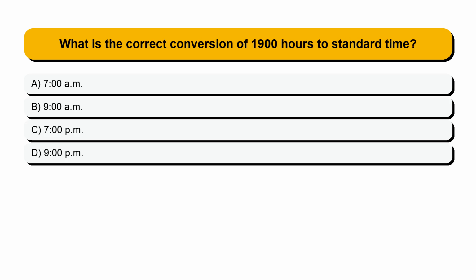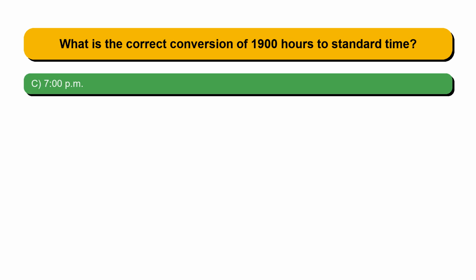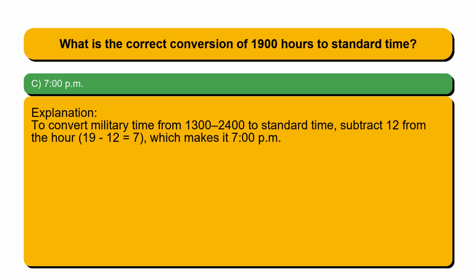Question 73. What is the correct conversion of 1900 hours to standard time? Option A, 7 a.m. Option B, 9 a.m. Option C, 7 p.m. Option D, 9 p.m. The correct answer is option C, 7 p.m. To convert military time from 1300 to 2400 to standard time, subtract 12 from the hour. 19 minus 12 equals 7, which makes it 7 p.m.